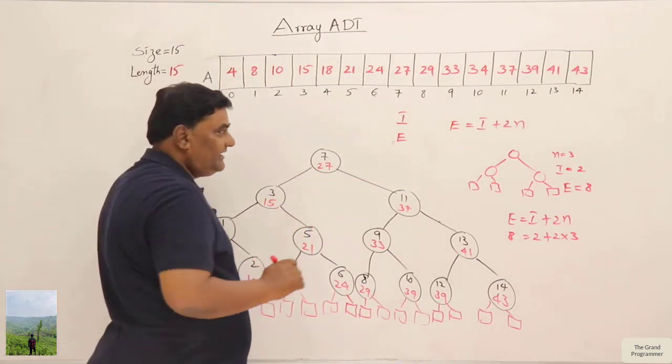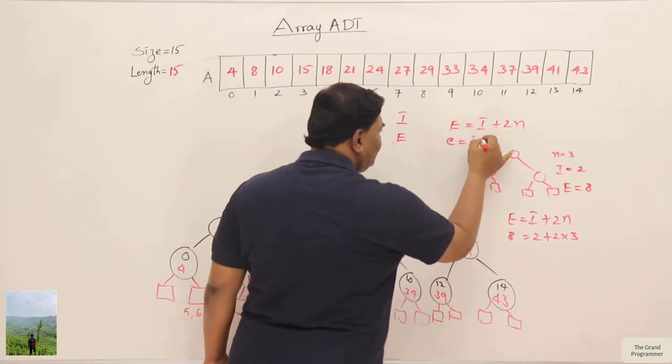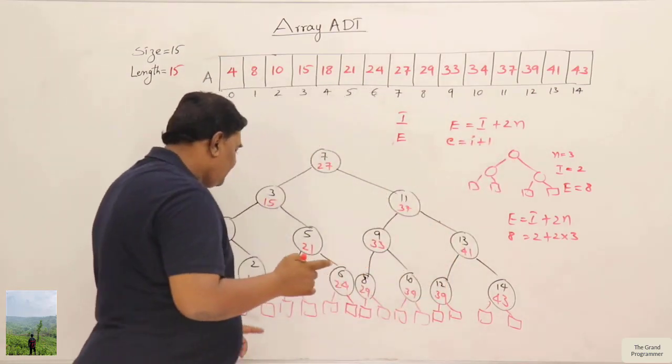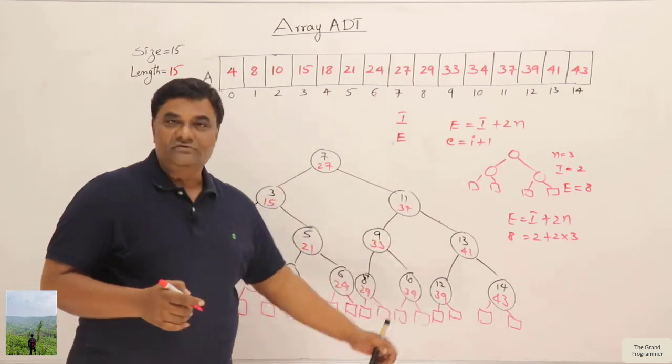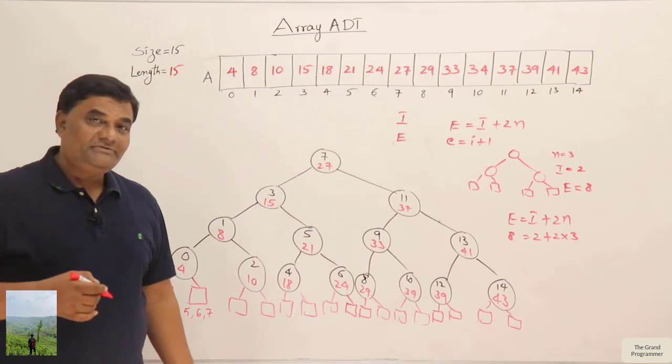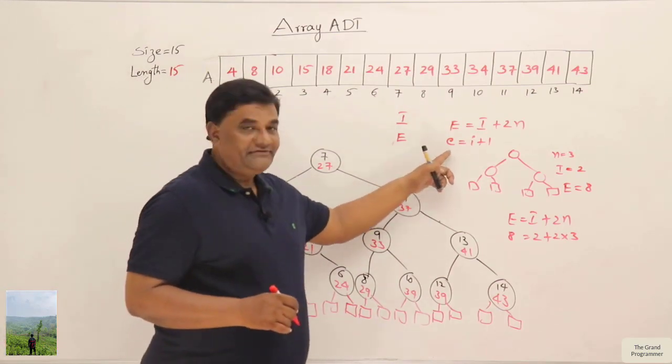Then one more fact we will take, that is the number of external nodes is equal to internal nodes plus 1. So if there are 15 circular nodes, there are 16 square nodes. So the number of external nodes will be 1 more than the number of internal nodes. So this is another fact we will take.